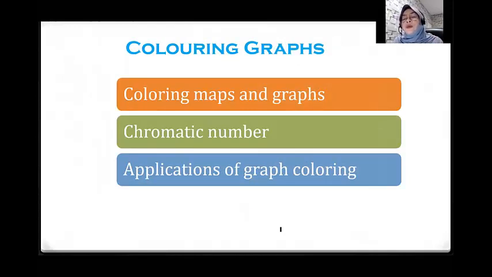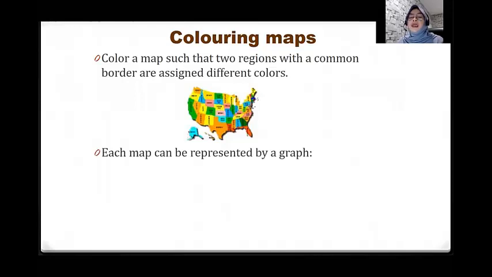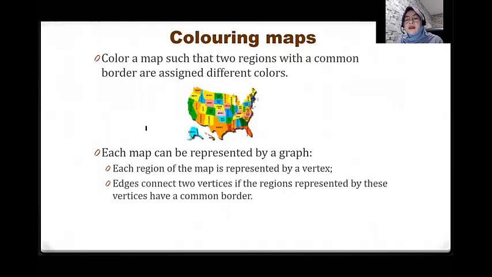Okay, let us move to the graph coloring approach. This is another constructive heuristic that we call graph coloring. So we talk about coloring a graph and the chromatic number. An application of graph coloring: color a map such that two regions with a common border are assigned different colors. Each map can be represented by a graph. Each region of the map is represented by a vertex.